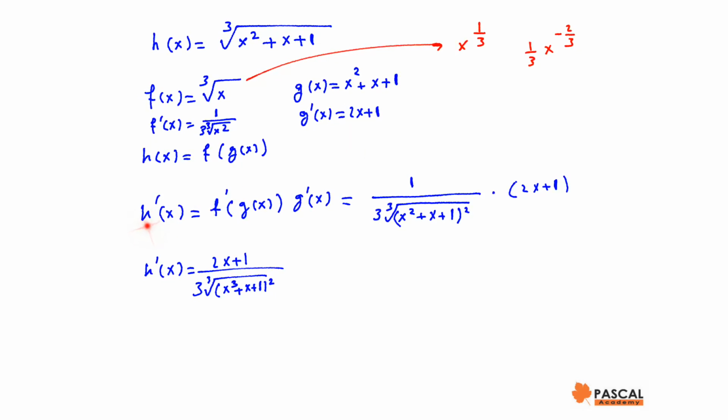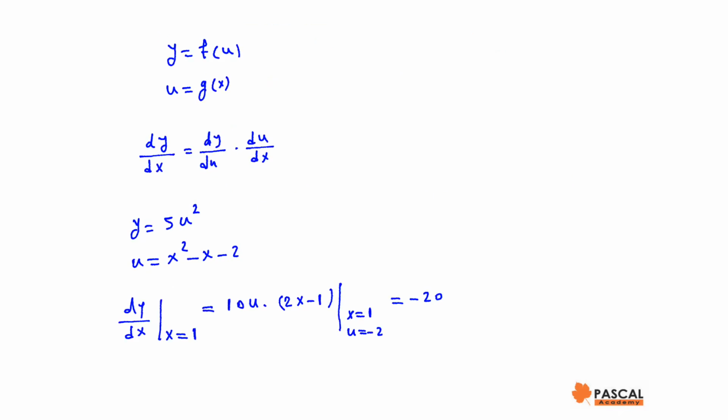Therefore, h prime of x is f prime of g of x, which is 1 over 3 times the cube root of x squared plus x plus 1, to the power of 2, times g prime of x, 2x plus 1. This means h prime of x is 2x plus 1 over 3 times the cube root of x squared plus x plus 1, to the power of 2.